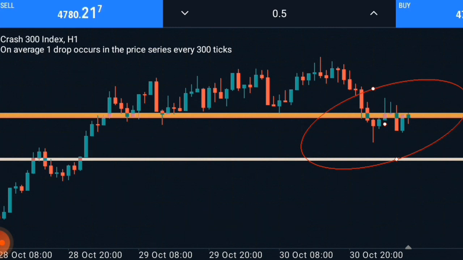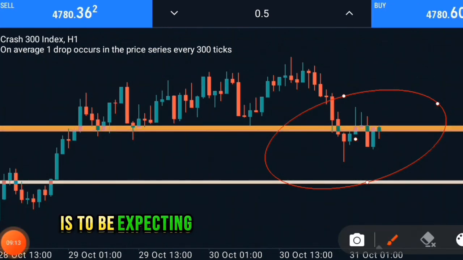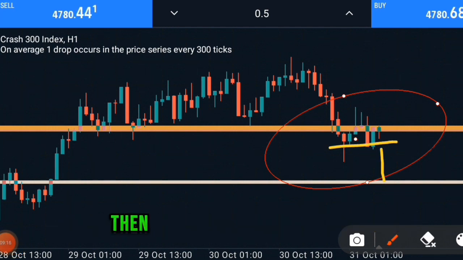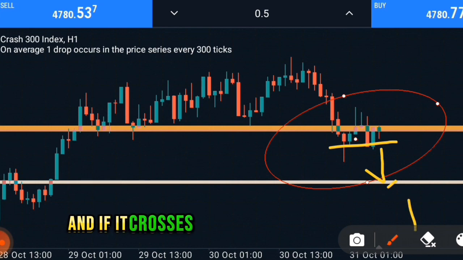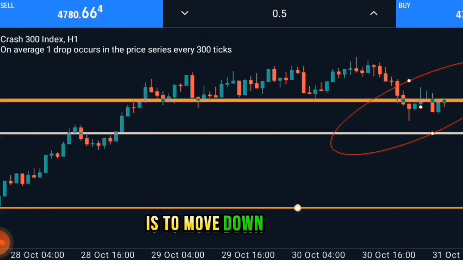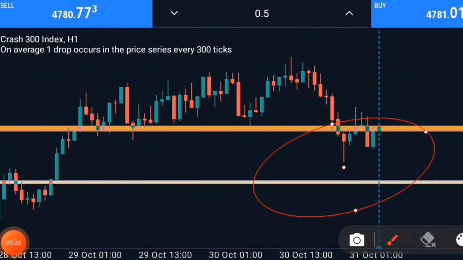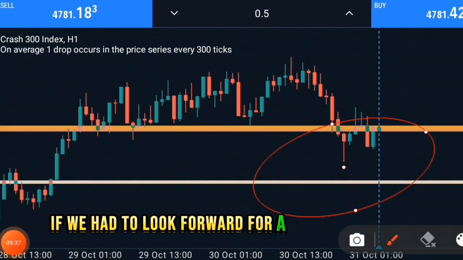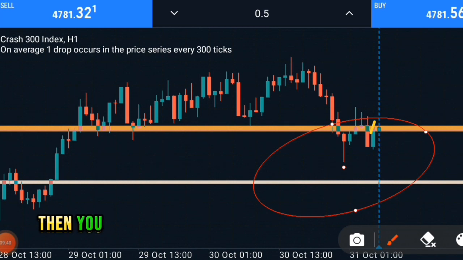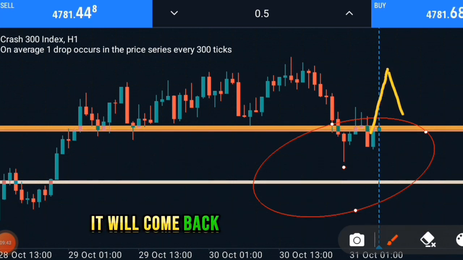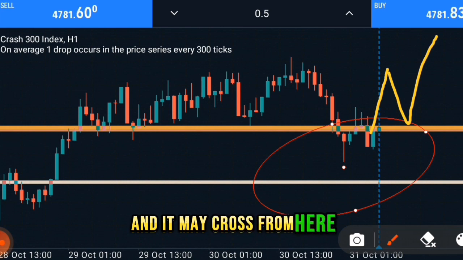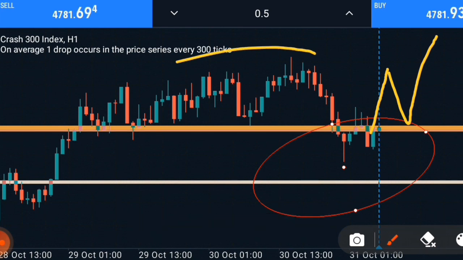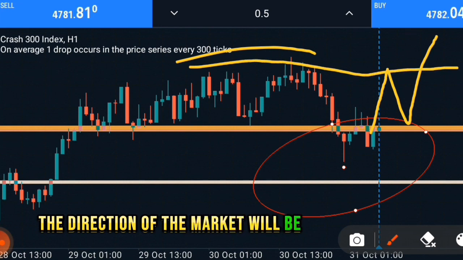So the first zone to cross is this line. You'll be expecting the price to cross this line. Once it crosses this line, here becomes your first TP. Then if it crosses that place, the second TP is to move down to this very one here. You get that? So this is how we practically see the future of the market. But if it does not go to that angle, then if we are looking for a spike, scalping, you allow the price to go to this point, though it will come back a little bit like this, then it may cross from here. Then from there, the direction of the market will be somewhere here.